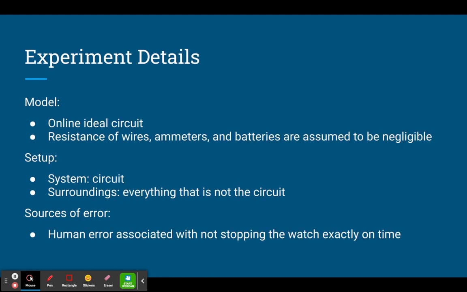So for this experiment, we'll be using an online ideal circuit in which the resistance of wires, ammeters, and batteries are assumed to be negligible. And the setup is that the system is the circuit and the surroundings are everything that is not the circuit. And sources of error can be human error associated with not stopping the watch exactly on time during this experiment.